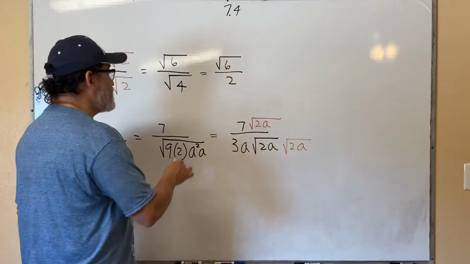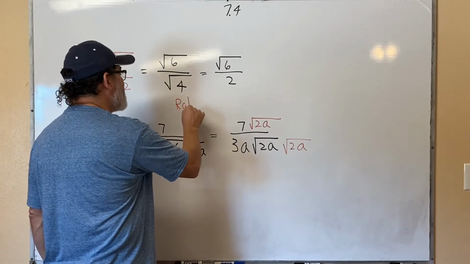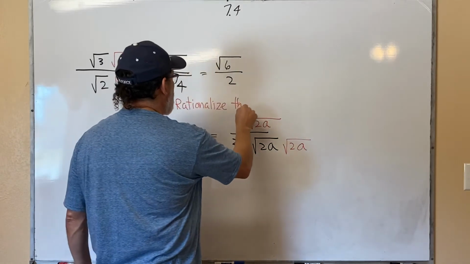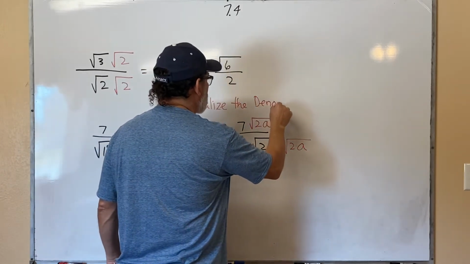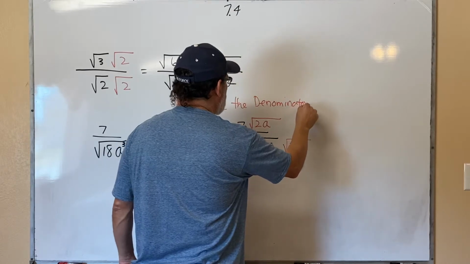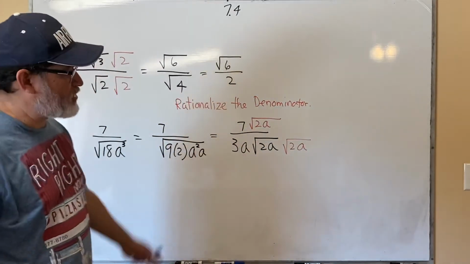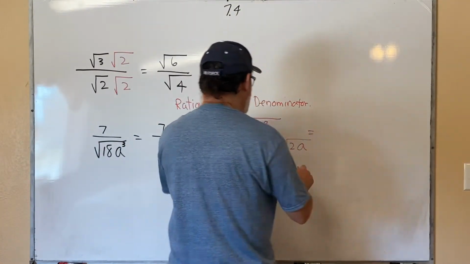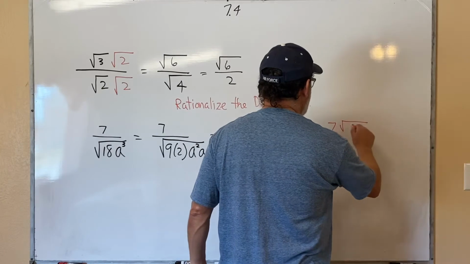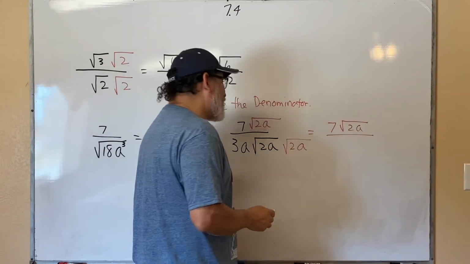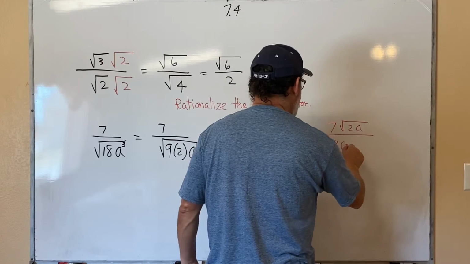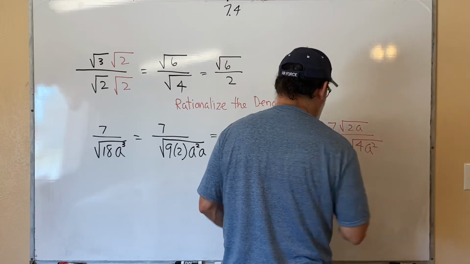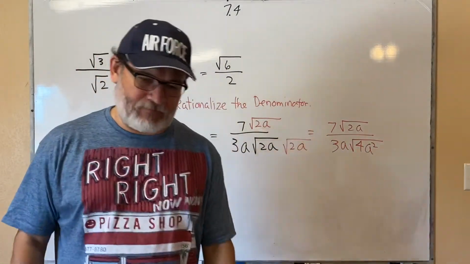By the way, they call this rationalize the denominator. That's what they call it. So therefore this becomes 7 times the square root of 2a, and in the bottom we get 3a times the square root of 4a squared.